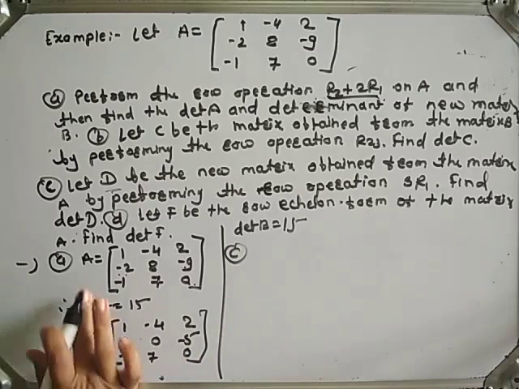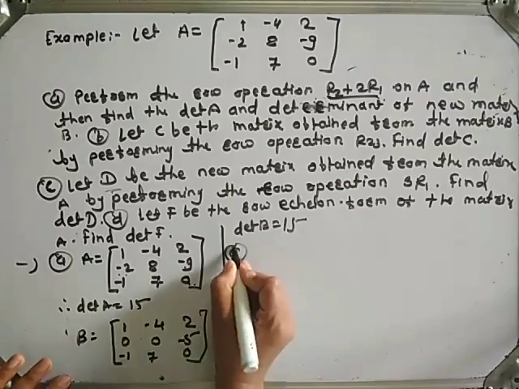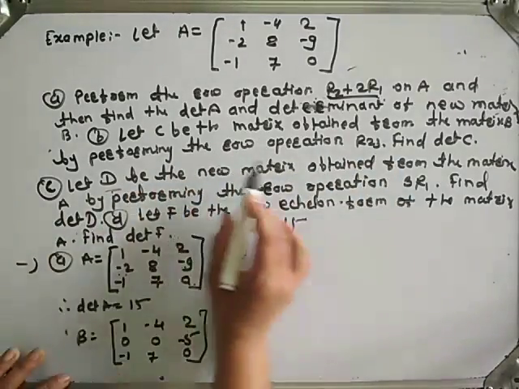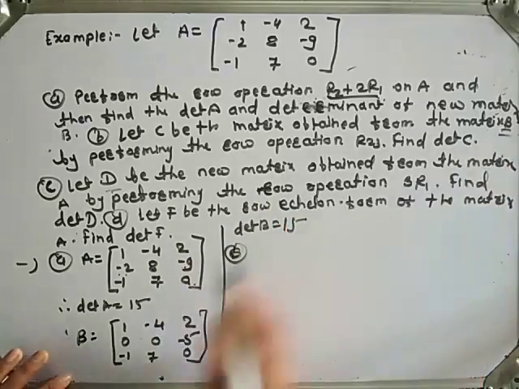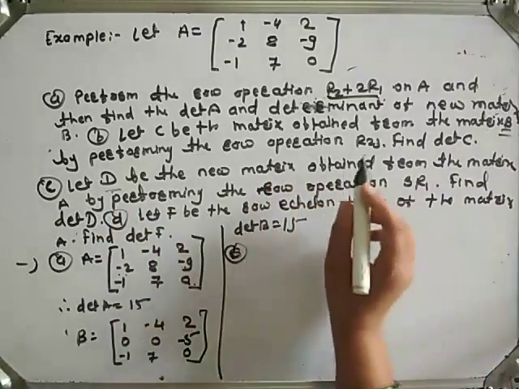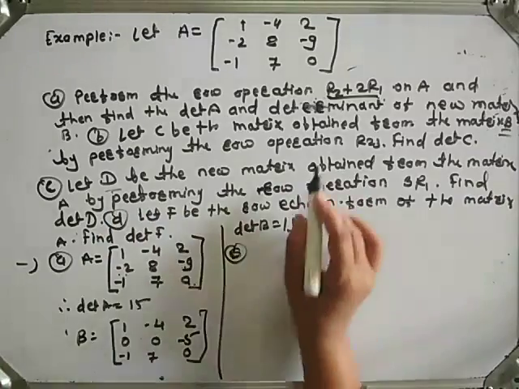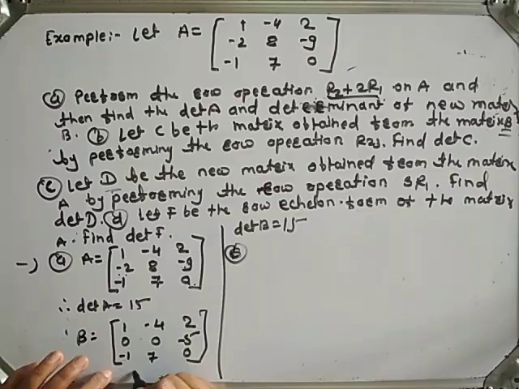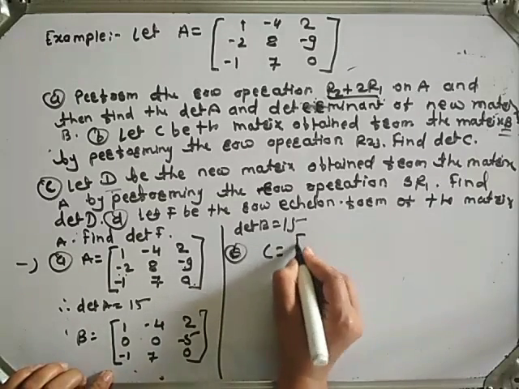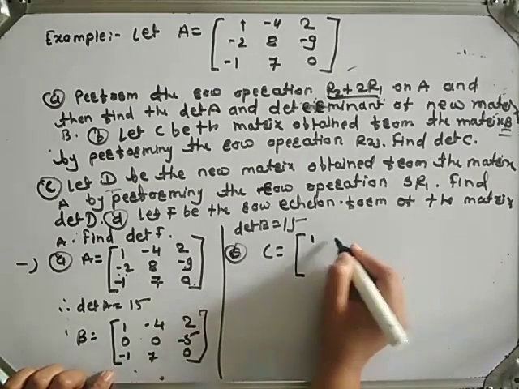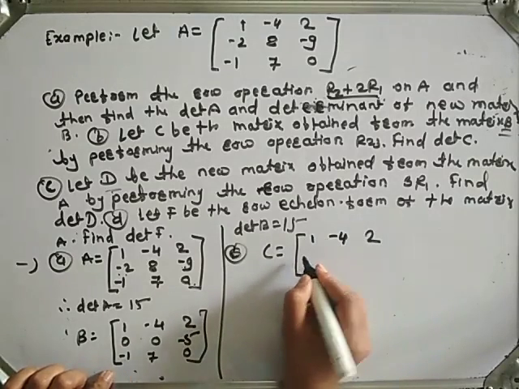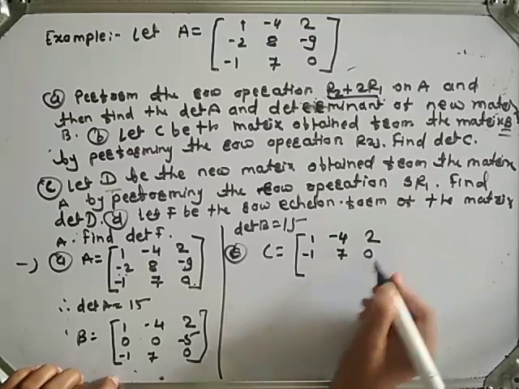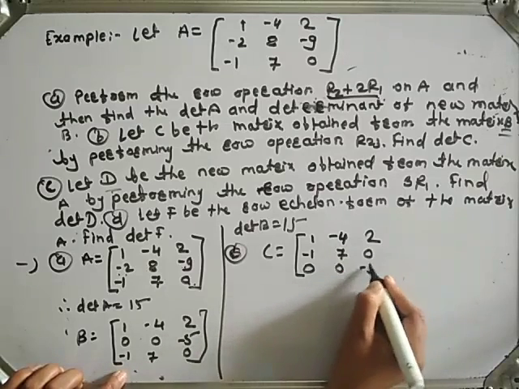This is a solution of A. Now we have to solve part B. Let C be the matrix which is obtained from matrix B by performing the row operation R2 ↔ R3. So perform row operation R2 ↔ R3 to obtain matrix C: 1, -4, 2; -1, interchange third row and second row, 0, 0, -5.